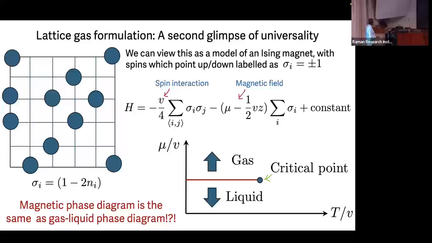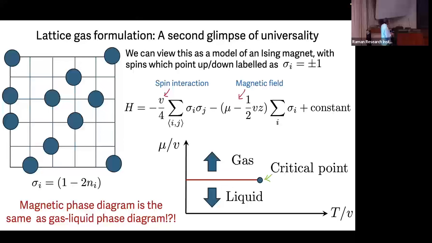And in this language, you can read off what the two phases are. Imagine this thing is filled with atoms at every site, then it's like a dense system, right? A dense system, you'd say, oh, that's like a liquid. That's where n is all 1. But if n is all 1, then sigma is all down, or minus 1, right? And so you would associate the state where all the spins are down with a liquid phase, okay?